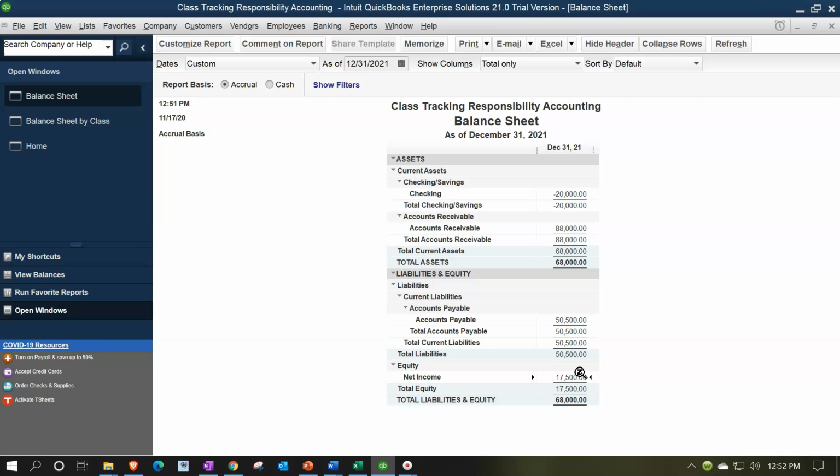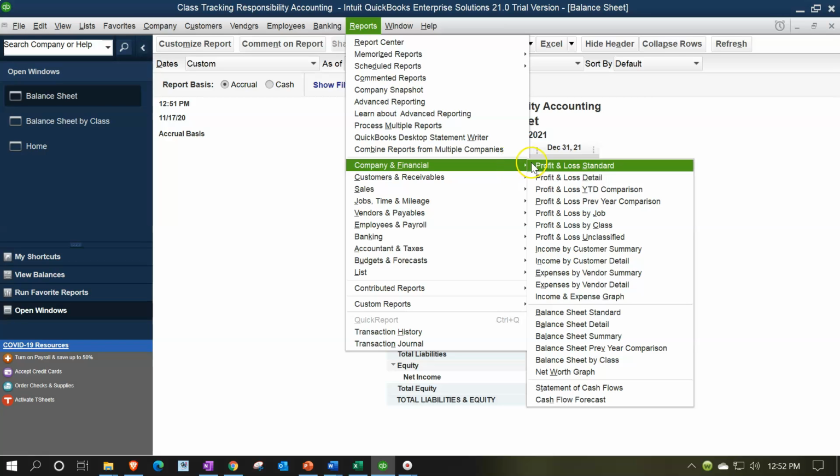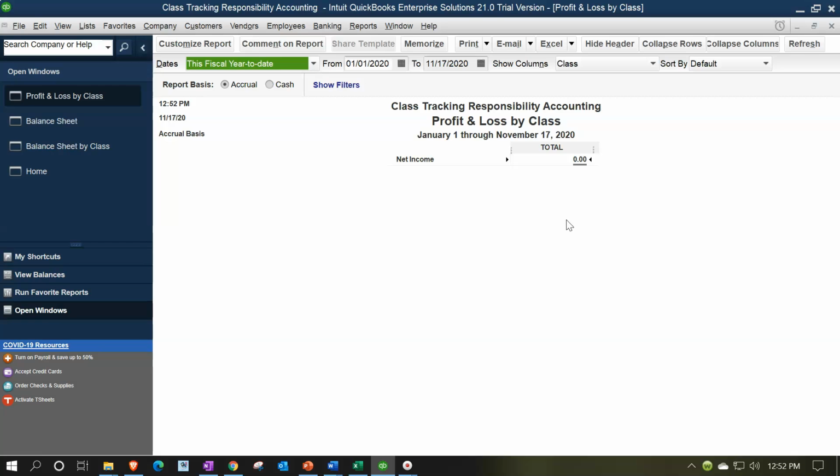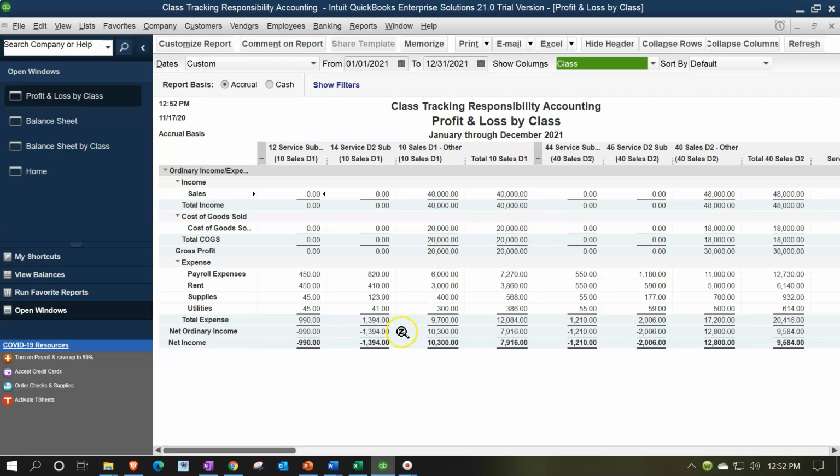If you don't, then everything, of course, will roll into a standard balance sheet. You also have the standard income statement as well that could be generated without classes. Let's take a look at the profit and loss by class, the one we've been focusing in on mainly. Reports dropdown, company and financial. We'll take a look at the profit and loss by class, changing the dates up top from 01/01/21 to 12/31/21. Here is our P&L, profit and loss by class.